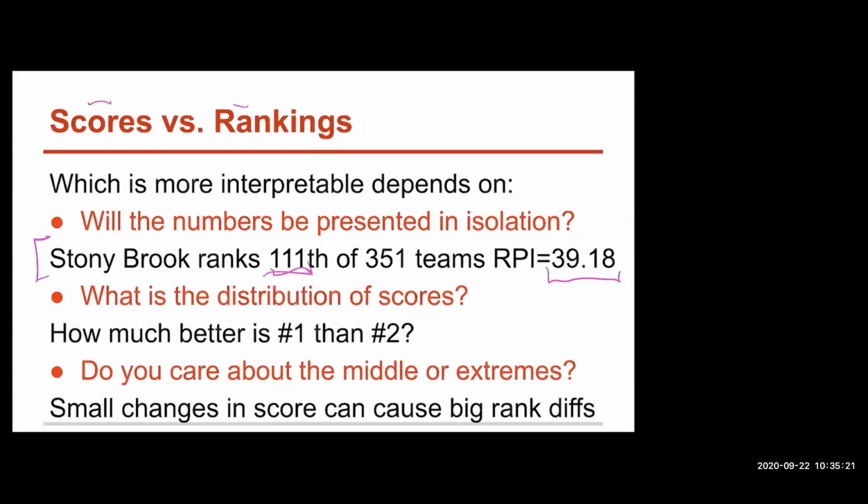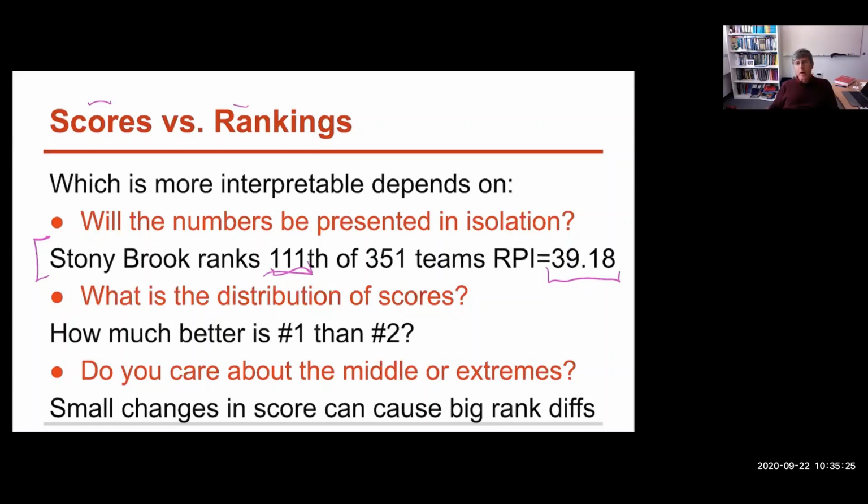What is RPI? I don't even know what the name of that is. Probably it's like reputation power index or something like this. It was a statistic that some website computed on the quality of teams. How would you rank the quality of teams if you were ranking basketball teams?